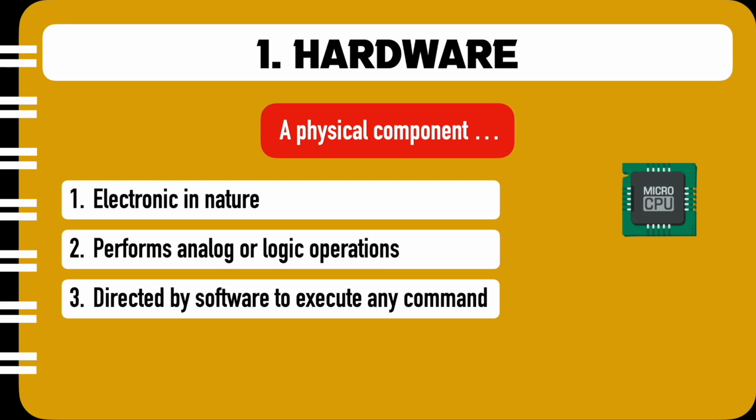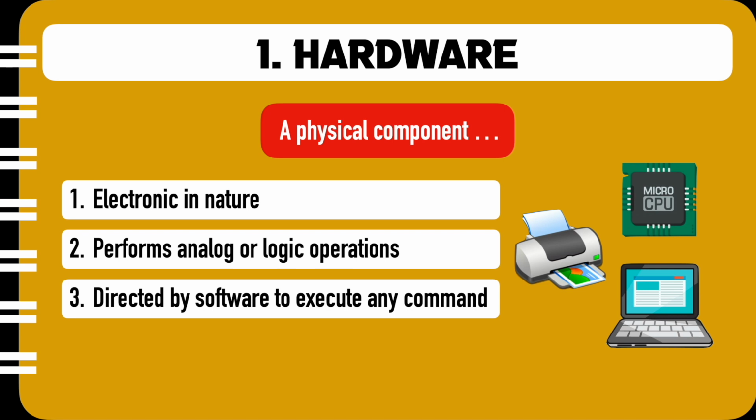Now, here is an example. We have a chip here, a microchip, which might be a part of the motherboard, the internal hardware of your computer. Then here we have a printer, which is an output hardware. And here we have a laptop or a keyboard, which can be considered as input hardware.